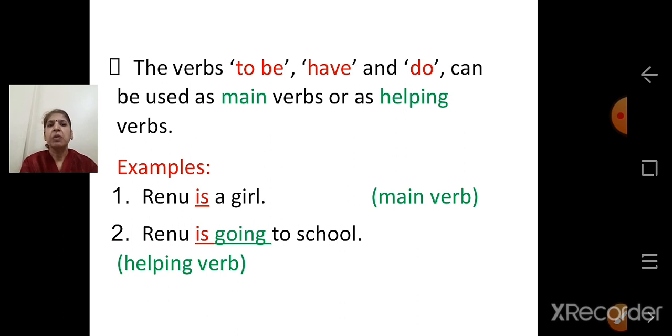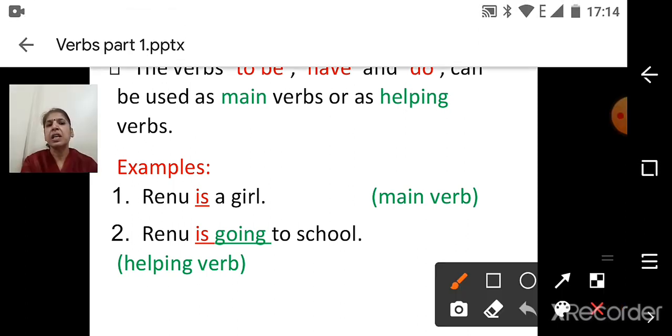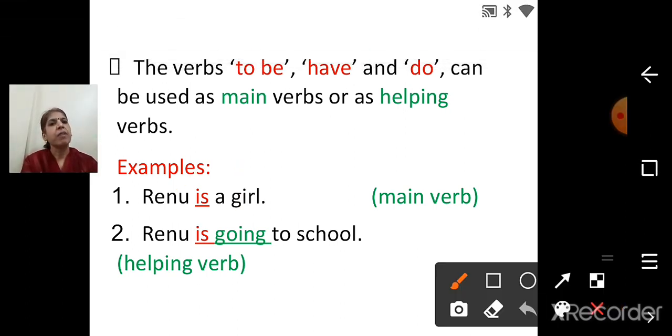Examples: Renu is a girl. Now, which is the verb here? Is. Which form of verb is it? To be. Right? Here there is one verb, is. So, it is a main verb. Now, see the second sentence. Renu is going to school. Now here, which are the verbs? Is going. So here you have two verbs. Here is is a helping verb. So, depending on the sentence, the verb will be a main verb or a helping verb.